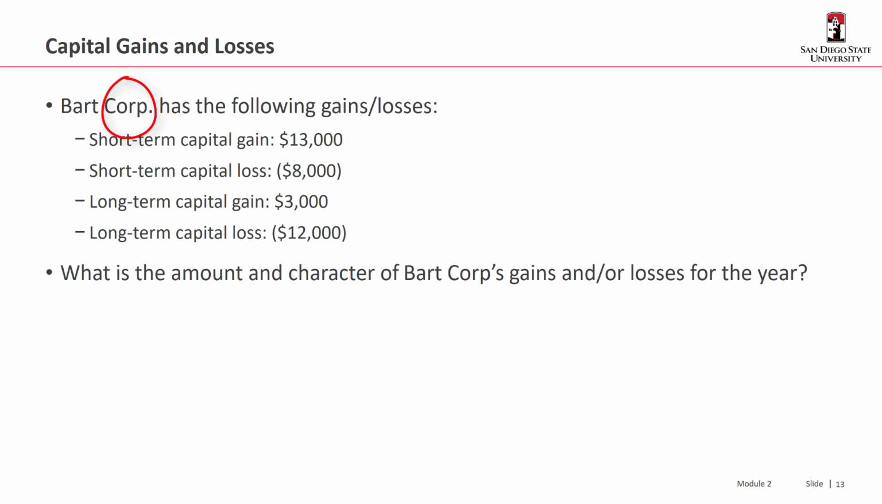If Bart is Bart Corporation, and Bart Corp has the exact same gains and losses, how do we treat that? So we go through the same netting process that we did when Bart was an individual. Net the short term, net the long term. They're of opposite sign, net them together.